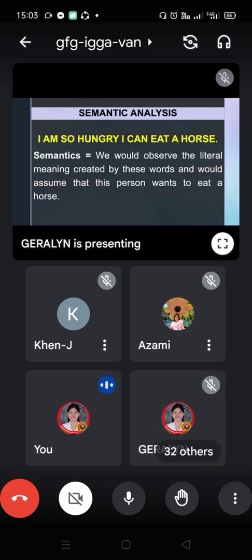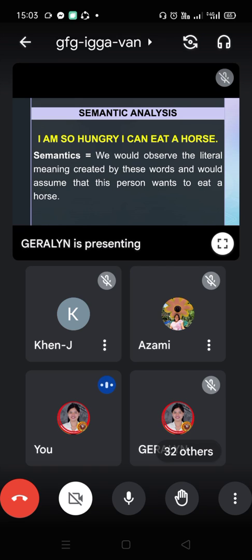For example, I am so hungry, I can eat a horse. When you say that sentence, yes, it has a meaning. To check it syntactically, it's correct. It's grammatically correct. So in syntax, there is no error. In semantics, it is also not an error because it has its meaning. It's meaningful. But the question is, is the meaning literally correct considering the context of the people who use the language? When someone says, I am so hungry, I can eat a horse, does that really mean they will eat a horse?